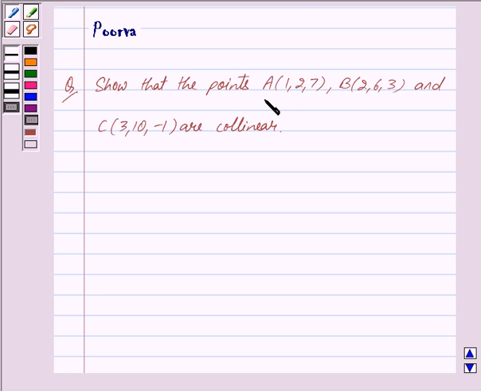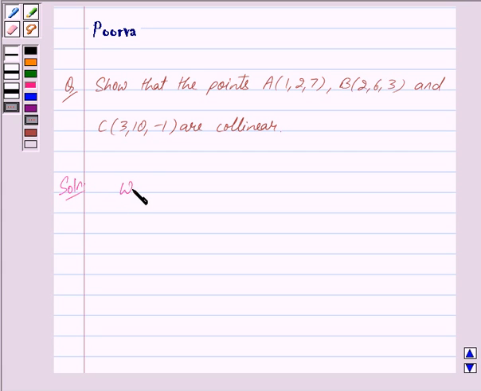Show that the points A(1, 2, 7), B(2, 6, 3) and C(3, 10, -1) are collinear. Let us begin with the solution now.